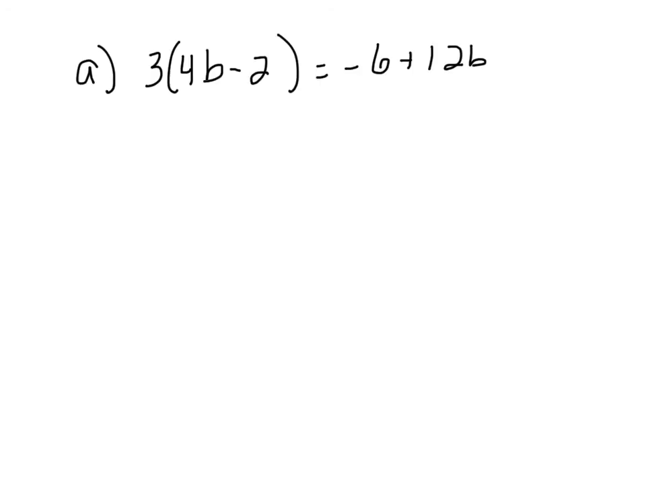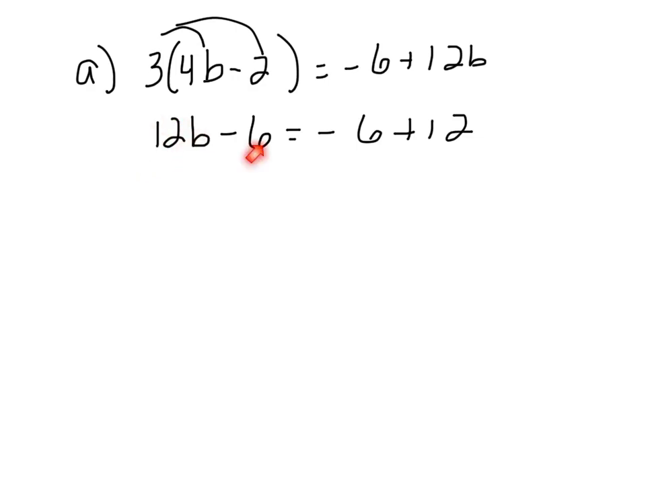So I'm going to do the got it problem A. I'm going to distribute the 3 and get 12b minus 6 equals negative 6 plus 12b. Well, let's look at this. Let's just look. 12b minus 6 equals negative 6 plus 12b. It's the exact same thing. And if you actually went one step further and subtracted 12b on both sides, you would actually get negative 6 equals negative 6, which is true. Because this is true, this is an infinite number of solutions.